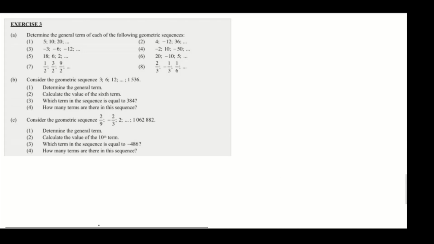Okay, so now we're going to do exercise 3, which asks us to determine the general term of each of the following geometric sequences. So let's do number 1. We are given a geometric sequence of 5, 10, and 20, and we are told that it's a geometric sequence.